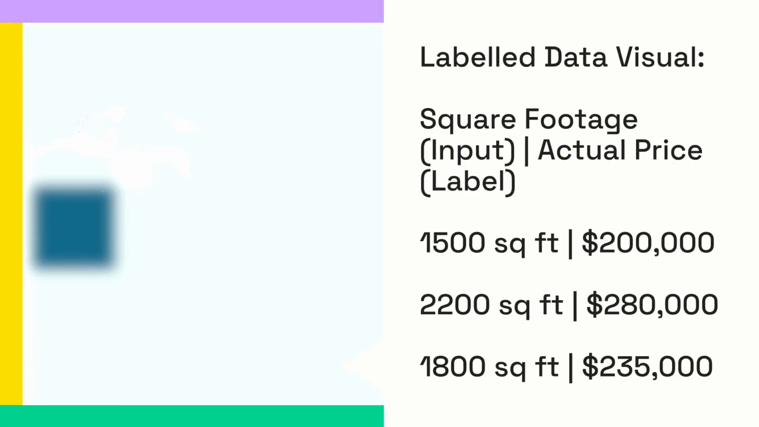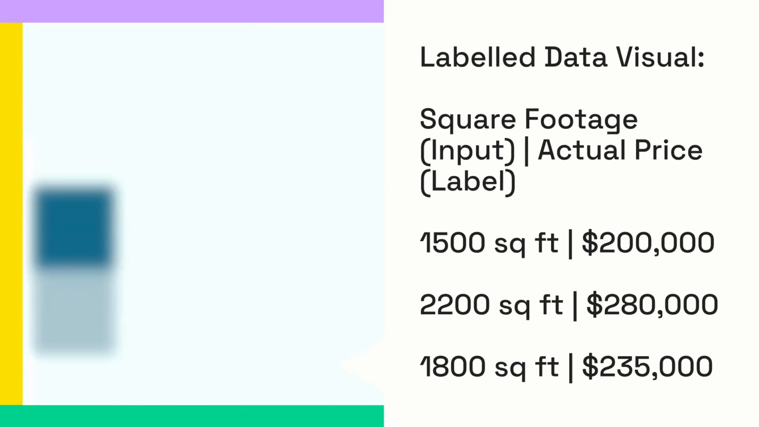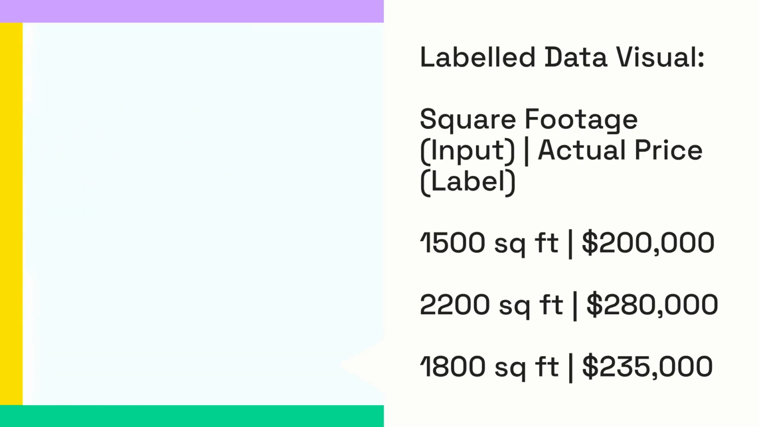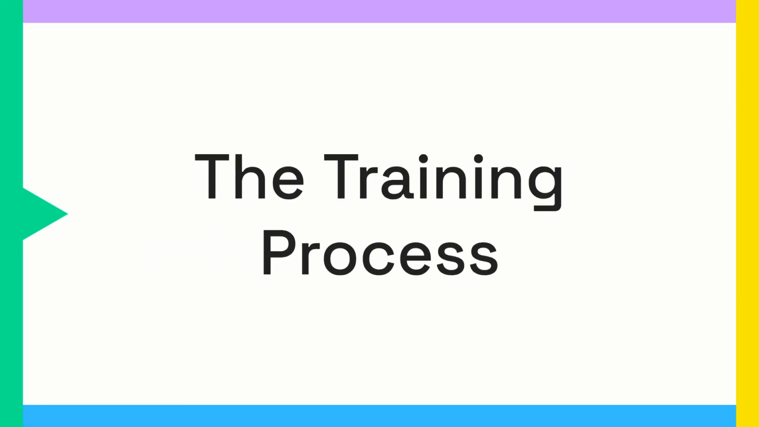Visually, the data looks like a giant spreadsheet where every single row has the problem and the correct answer already filled in. The AI uses this historical data to find the hidden relationship between the size of a house and its price. So how does the AI actually learn from this labeled data?